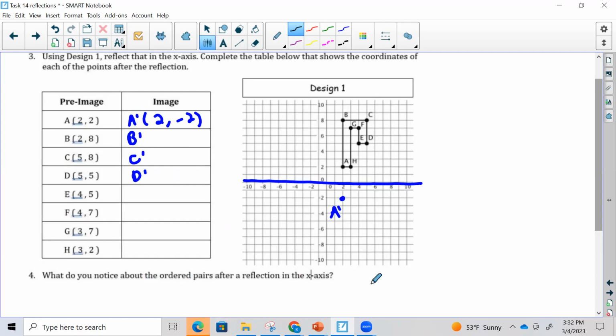And then you're going to say what you notice about the ordered pairs. You're going to explain what happens, and write out what happens in words and then also in coordinates. So like I did, you're going to say X, Y becomes, and then write what would be the new coordinates. And you're going to do that for question 3 and 4.